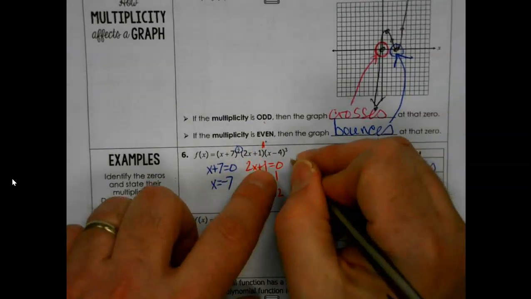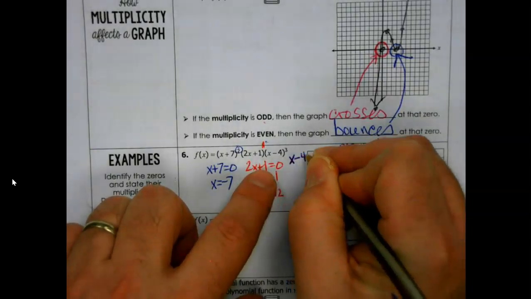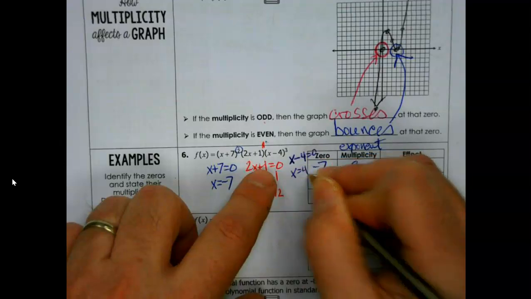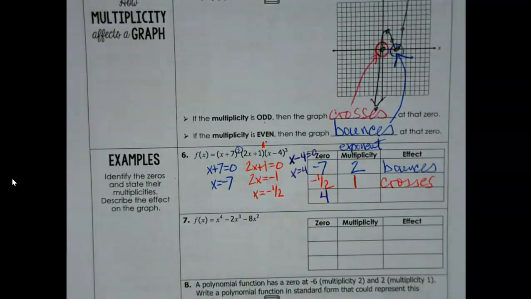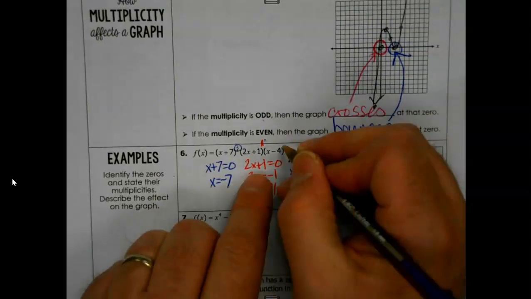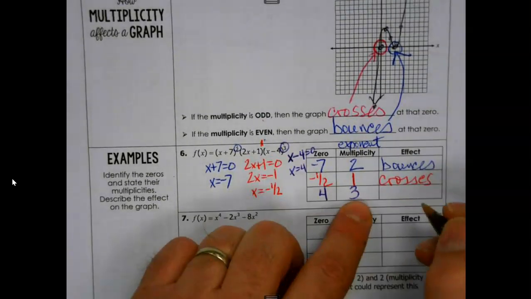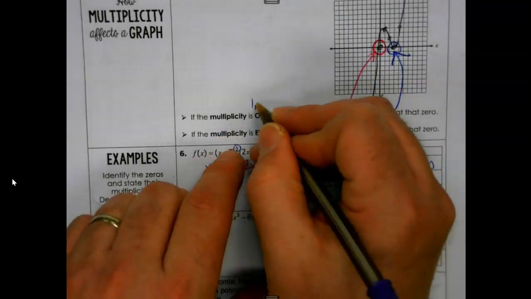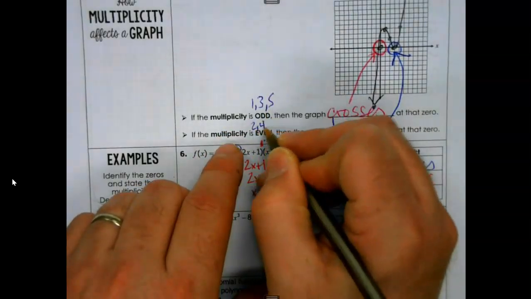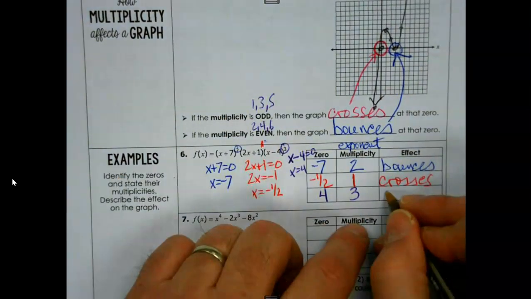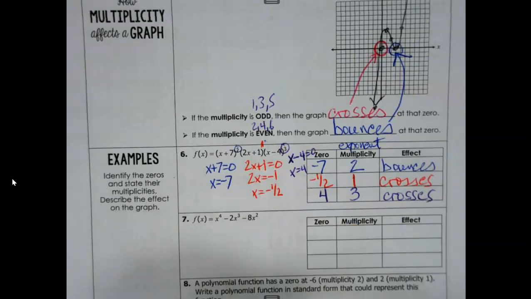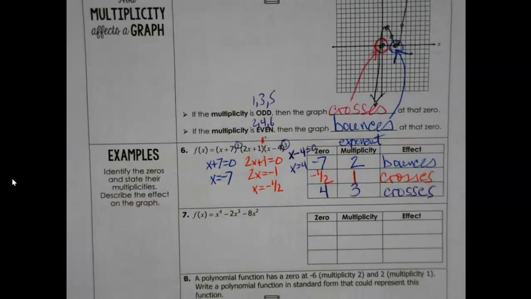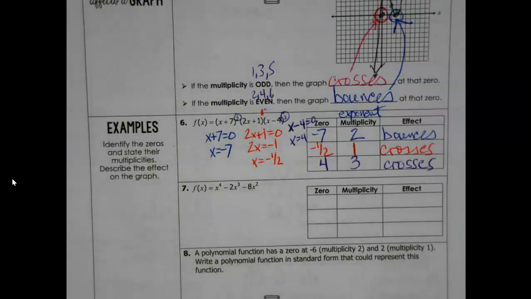And then the last one, I'm going to try and squeeze it in here. So my last 0 is 4, but its exponent is 3. Which is odd. Do this again if you need to up here with odd and even. That's fine. Is odd, so it crosses. So if it's factored already, great. We use it. We go about our business.